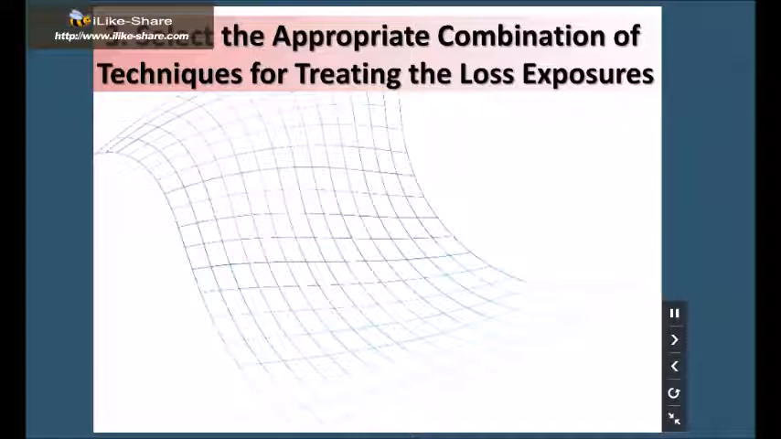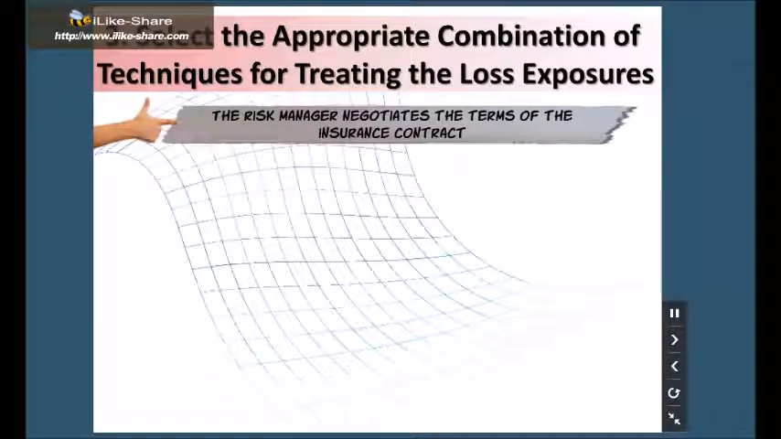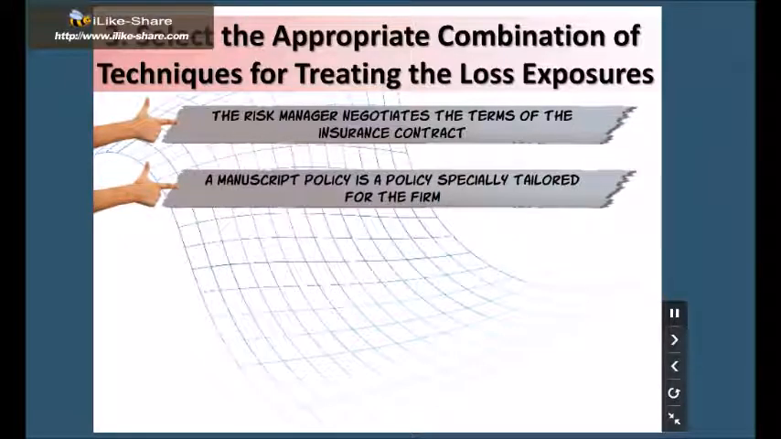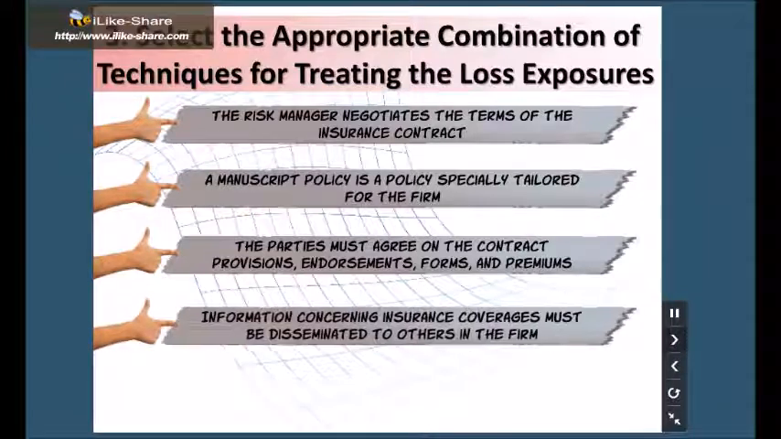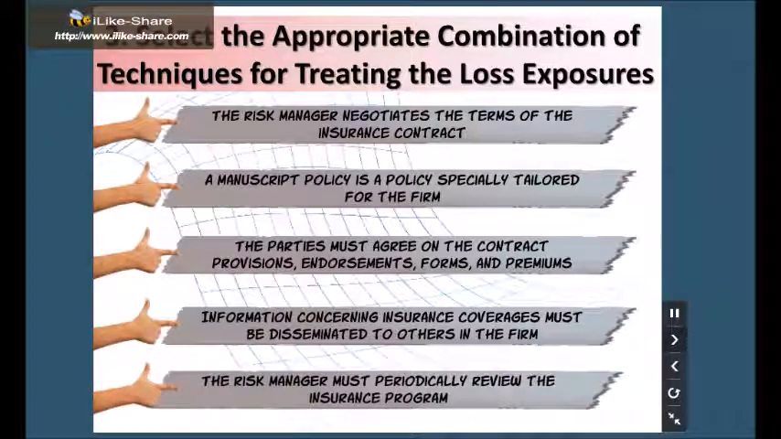Select the appropriate combination of techniques for treating the loss exposures. The risk manager negotiates the terms of the insurance contract. A manuscript policy is a policy specially tailored for the firm. The parties must agree on the contract provisions, endorsements, forms, and premiums. Information concerning insurance coverages must be disseminated to others in the firm. The risk manager must periodically review the insurance program.